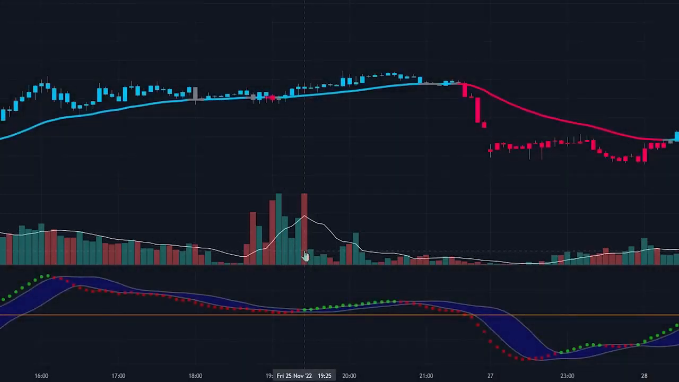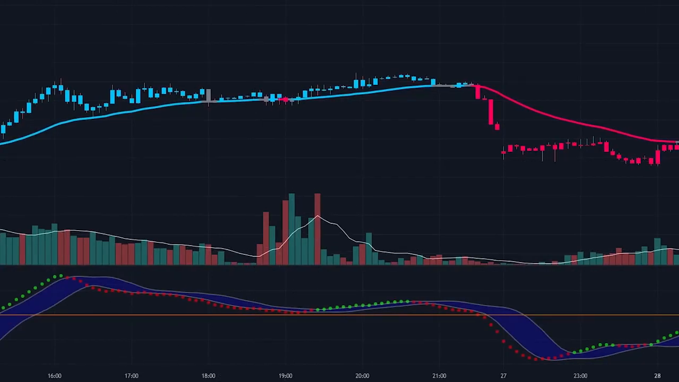Now that you know how we will be using the indicators that we added to the chart, let's take a look at when to enter into a buy position.